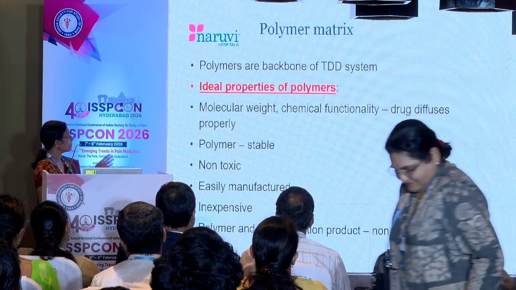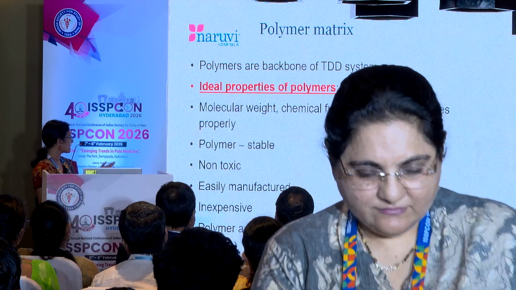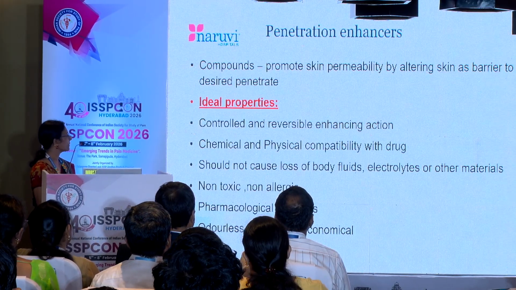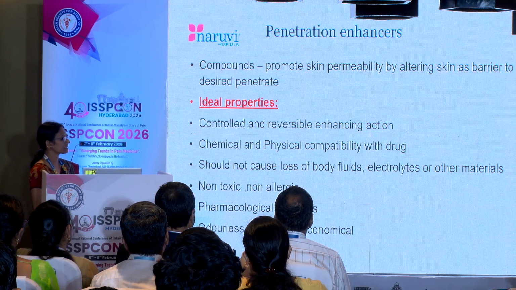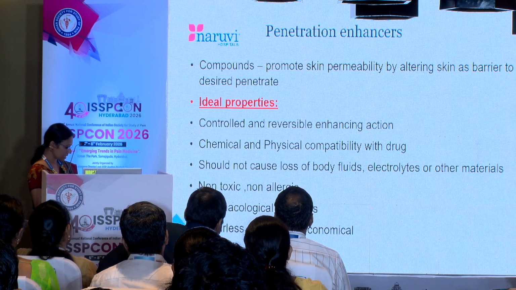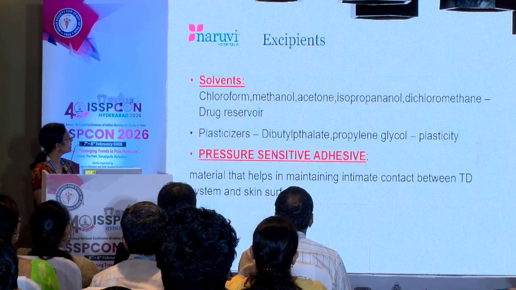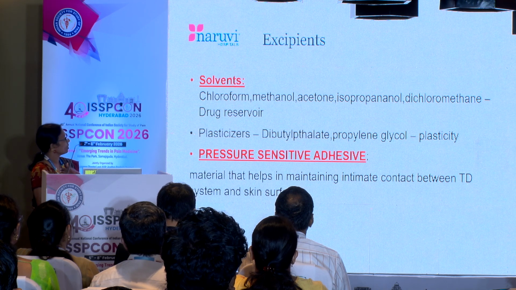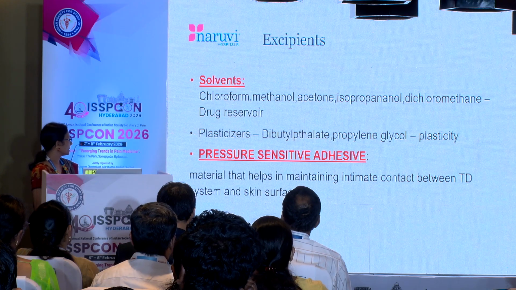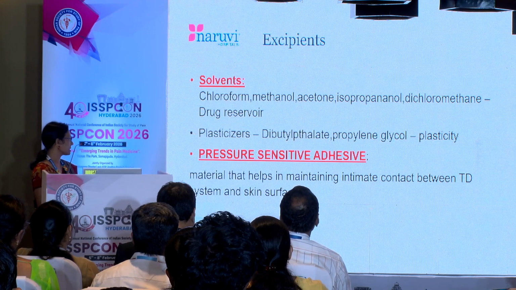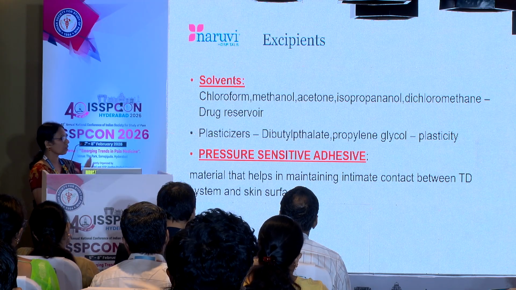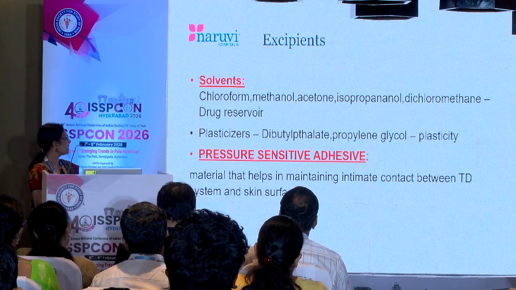And polymers are the backbone of the transdermal system. They should be stable, non-toxic and inexpensive, and their byproducts should be non-toxic as well. There is something called penetration enhancers. If these products are included in the patch, they will increase the permeation of the drug into the skin. I am not going into the details of this. Chloroform, methanol and acetone are some of the permeation enhancers that are used. And there is something called pressure sensitive adhesive, a specialized adhesive system that sticks to the skin properly, because contact with the skin is very important for drug permeation.